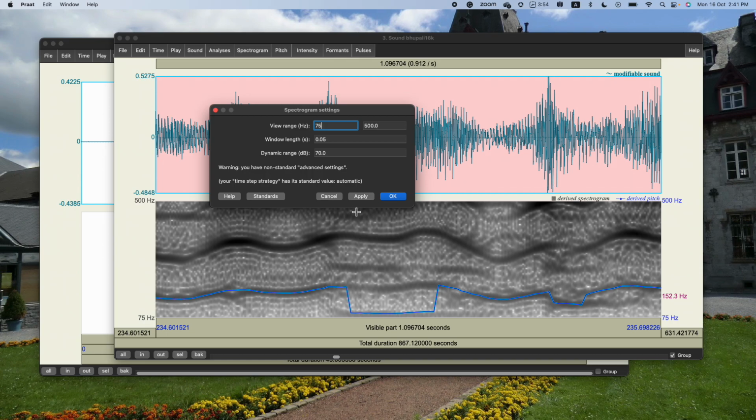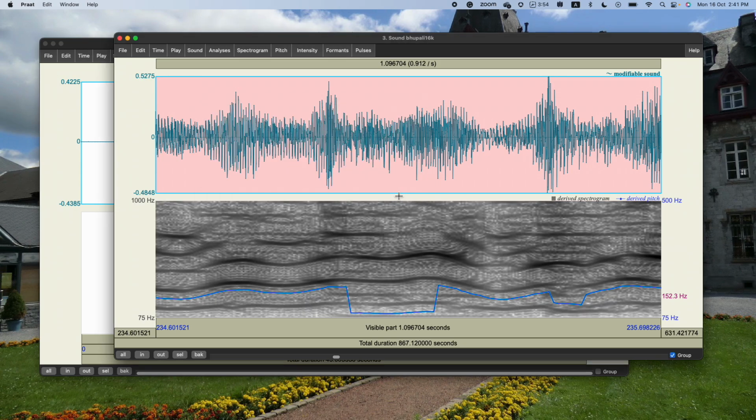You can increase the range of your y-axis. Maybe I can make this 1000 hertz so that you also see some other harmonics. And then, why don't they match? Because they start at different frequency. 75 is the offset. That's why they are not exact multiples.